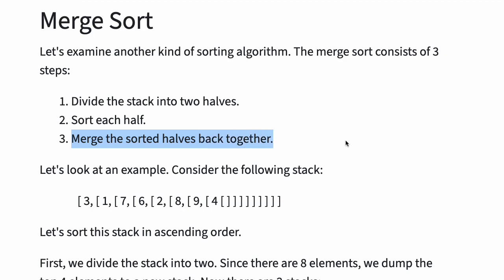Let's look at an example. Consider the stack 3, 1, 7, 6, 2, 8, 9, 4. Let's sort this stack in ascending order. First, we divide the stack into 2. Since there are 8 elements, we dump the top 4 elements to the new stack.